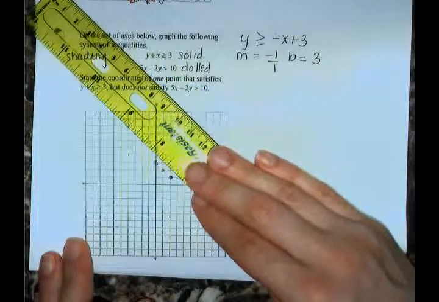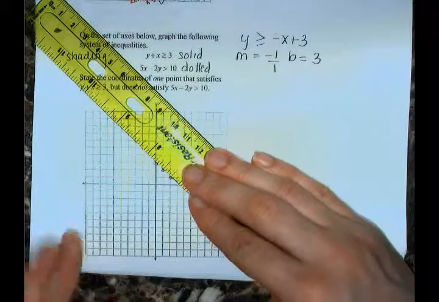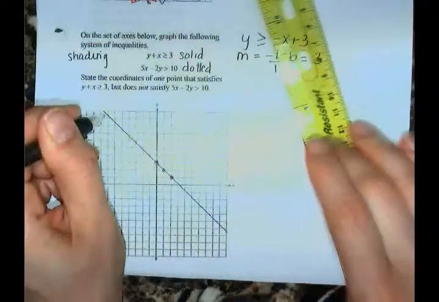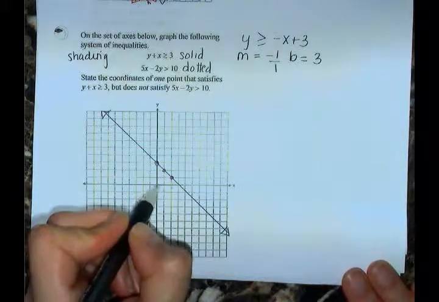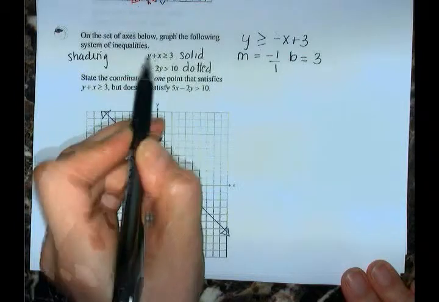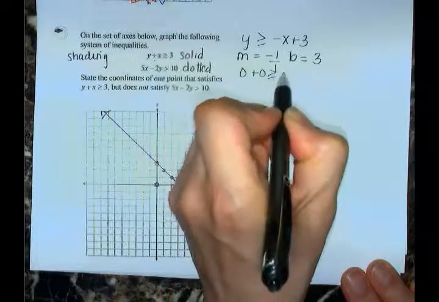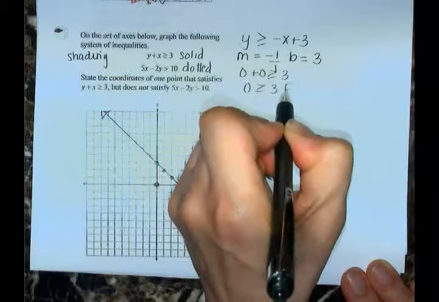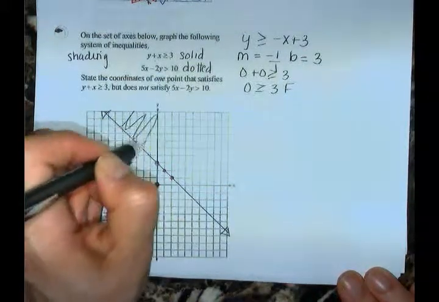Let's make this a solid line. Make sure it goes through the points and it extends through the entire piece of graph paper. Arrows on the end. We want to look at that point 0, 0 and put it into the original inequality, which is 0 plus 0 greater than or equal to 3. 0 is greater than or equal to 3 is a false statement. Therefore, we do not shade where 0, 0 is. We shade on the other side.